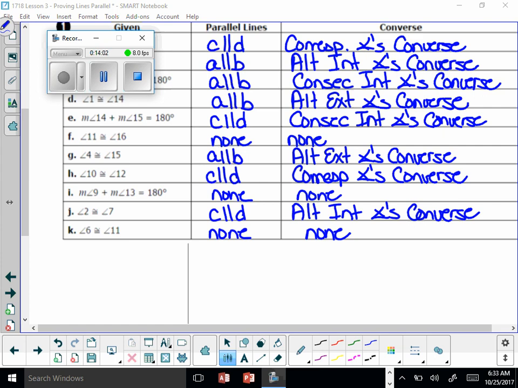Letter I, 9 and 13 are a linear pair. That does not help us, so that's a no. 2 and 7 are alternate interior angles, so if they're congruent, we do have parallel lines. And 6 and 11 have no relationship at all to each other, so that didn't help us in the slightest.